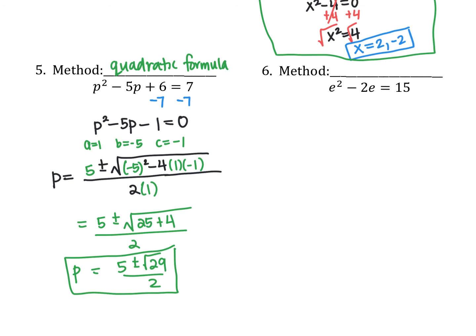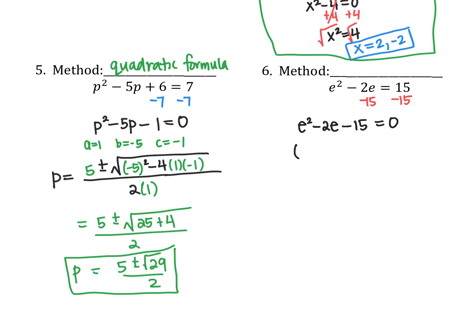Okay, for the last one, I can't do square root because I have e squared and a 2e. So let me put it in standard form and then see if I'm going to factor it or use the quadratic formula. So I'm going to minus the 15 over. E squared minus 2e. The minus 15 doesn't have anyone to subtract from, so he just gets put at the end.